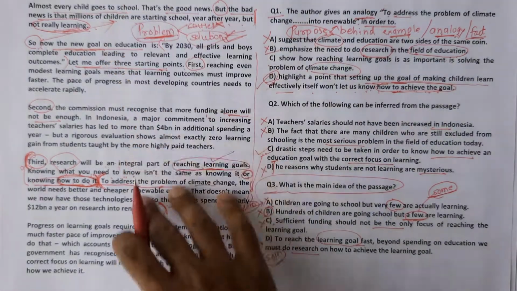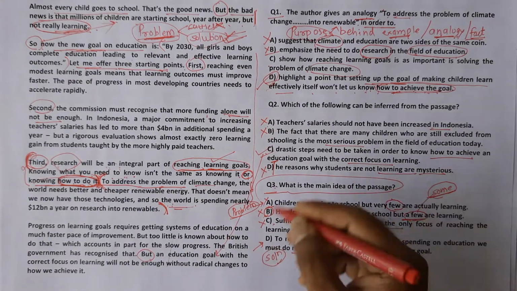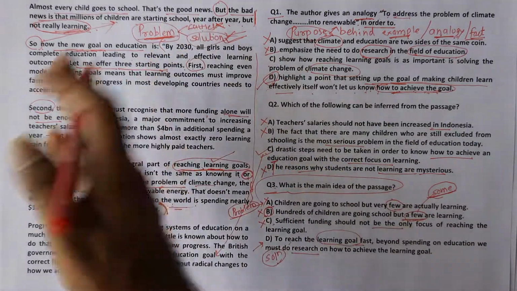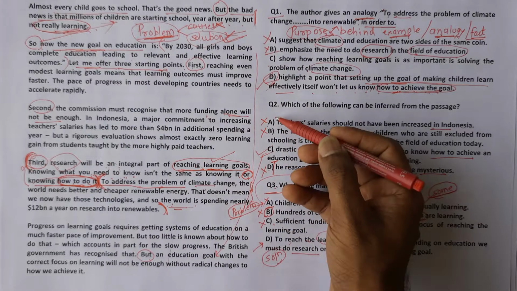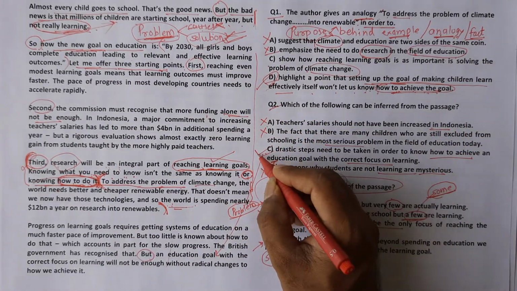So once you know the structure, the main idea, you can actually quickly eliminate the option D. Reasons are not mentioned because the passage is about problem and solution. D is eliminated. A and B are already eliminated. The answer of the question number 2 must be C option.